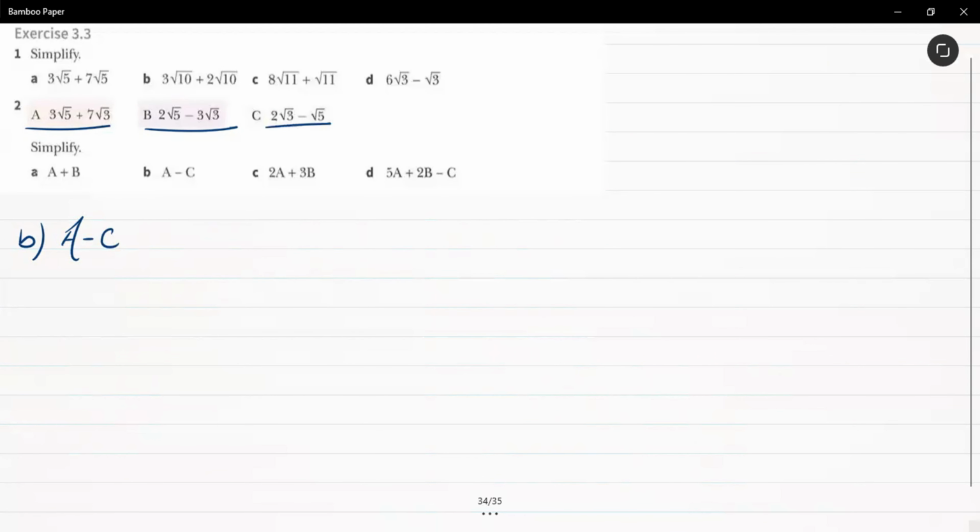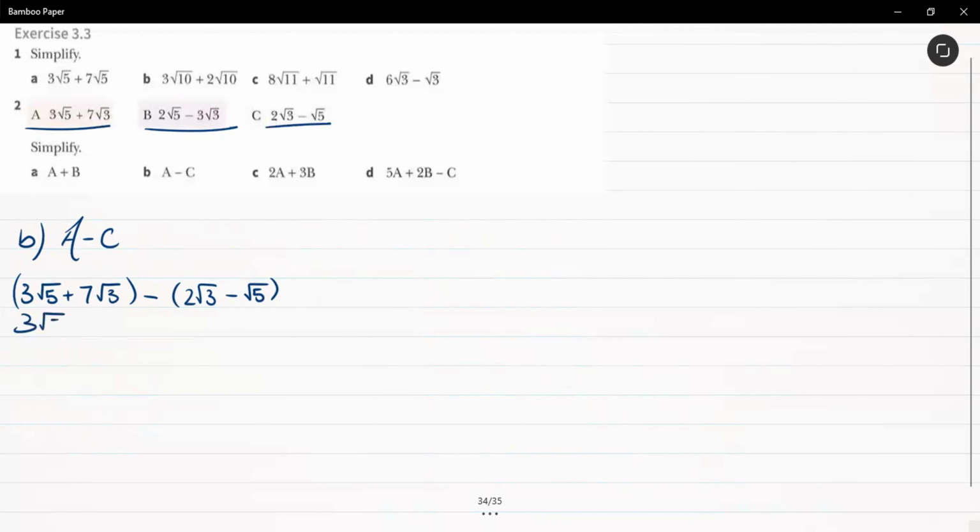So basically, we're just going to again copy down A as it is, 3 under root 5 plus 7 under root 3. I would prefer you put it in brackets. Sometimes it may come in handy. So minus 2 under root, oh, sorry, 2 under root 3 minus under root 5. And again, as I told you, it comes in handy.